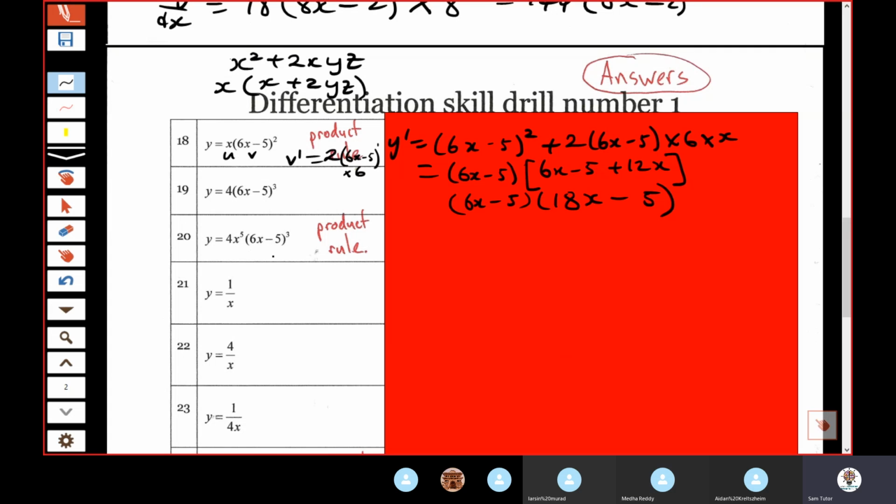We're going to do it again in question 20. Try 19. 19 is just a product rule. I mean, chain rule.